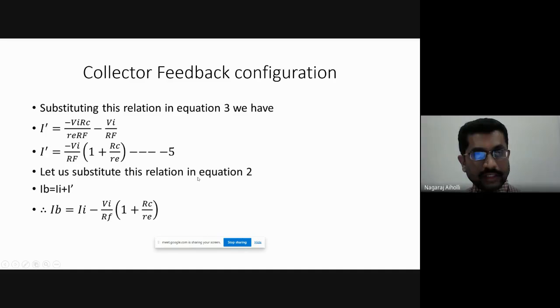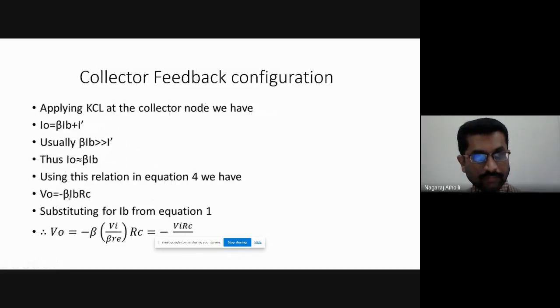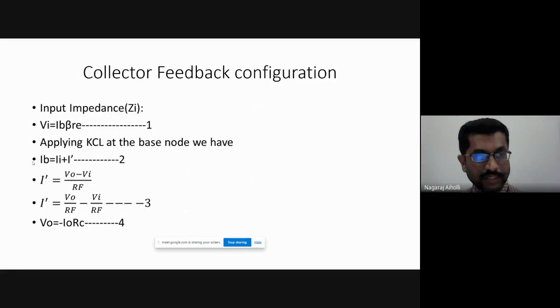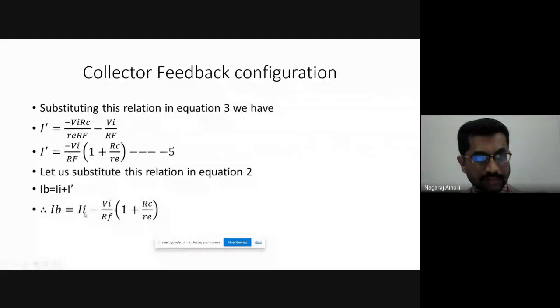Substitute this equation in equation number 2. What is equation 2? IB is equal to II plus I dash. This is our equation 2. If we substitute this equation for I dash here, then IB will be equal to II plus I dash, which is minus VI by RF into 1 plus RC by RE. Again, what is IB?